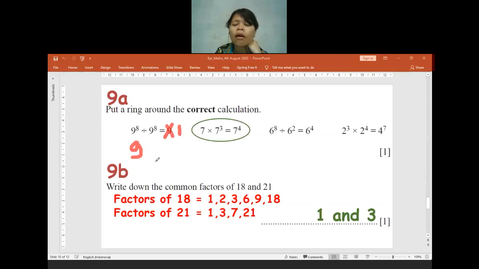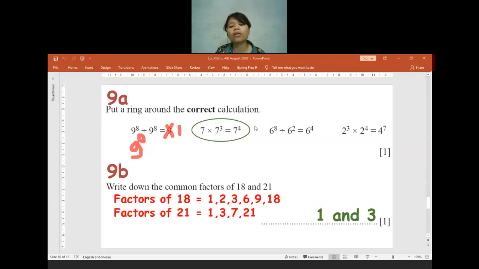9 to the power of 0. Because when it is division, we will directly subtract the power. The powers are 8, so 8 minus 8, it will be equal to 0.